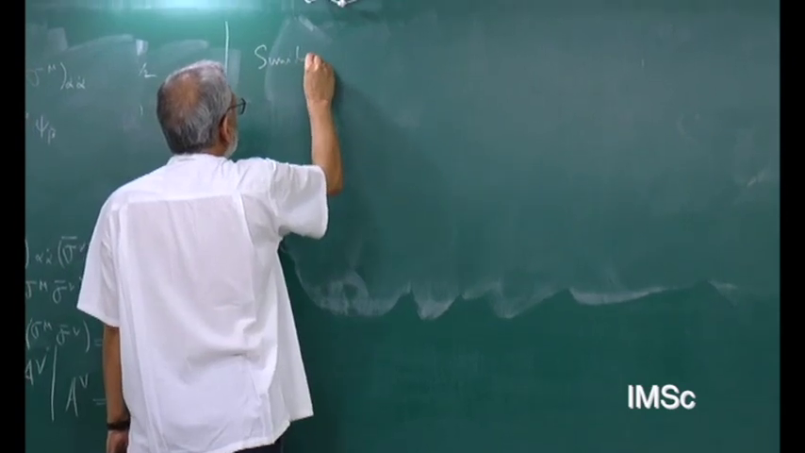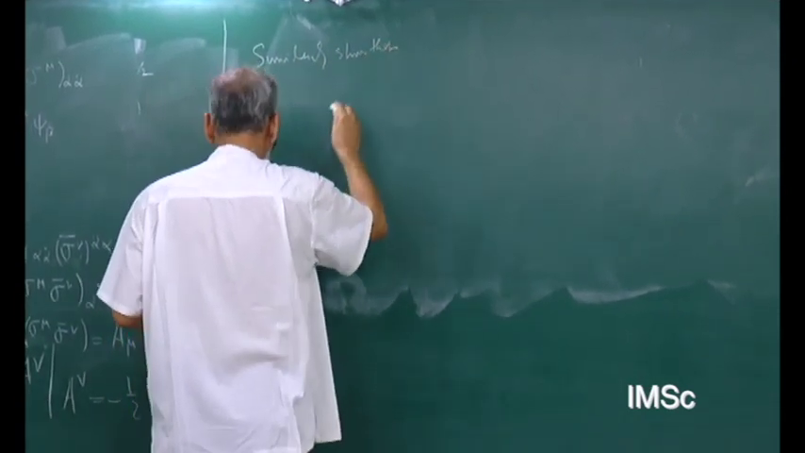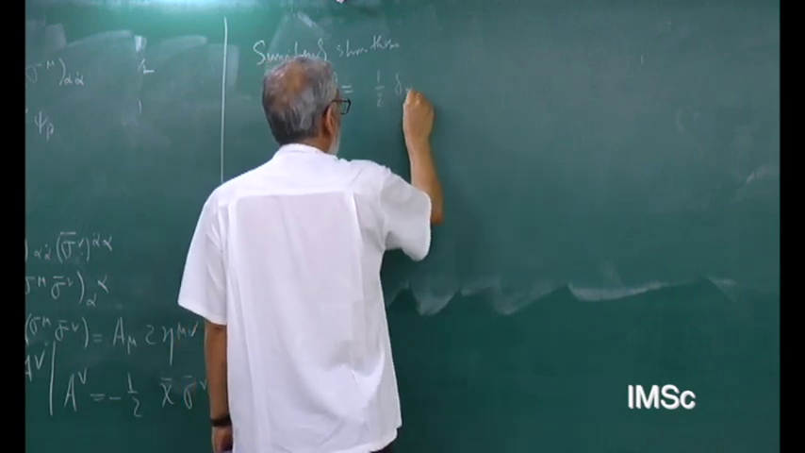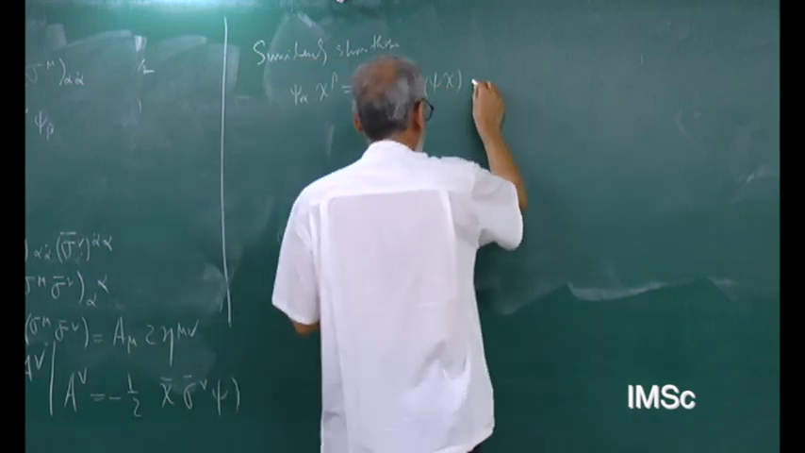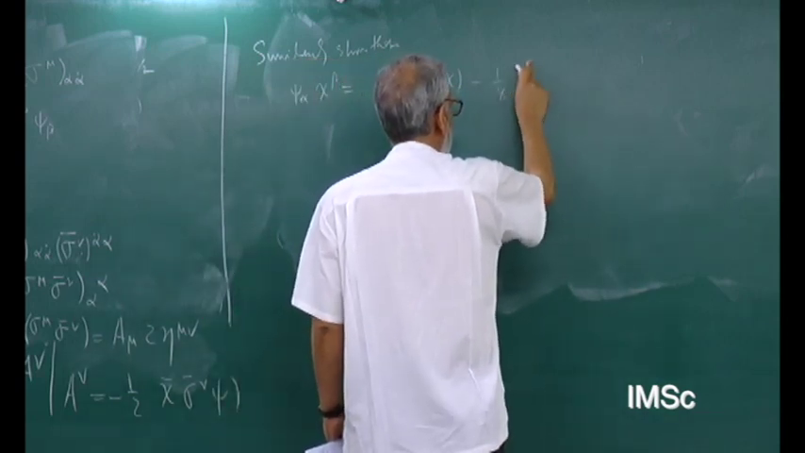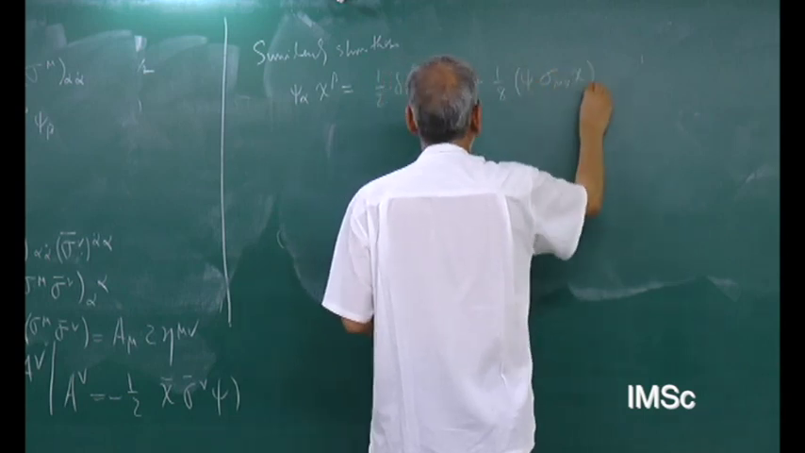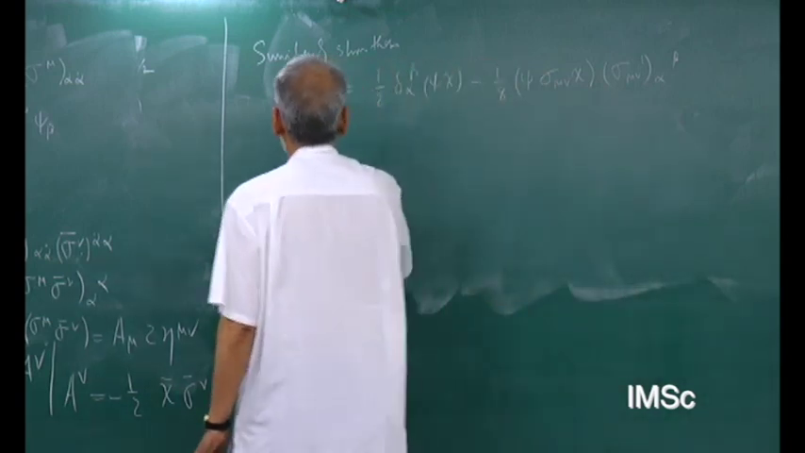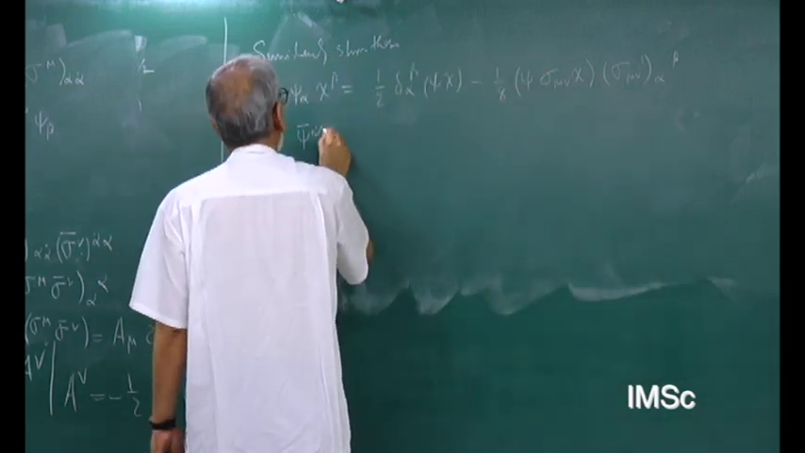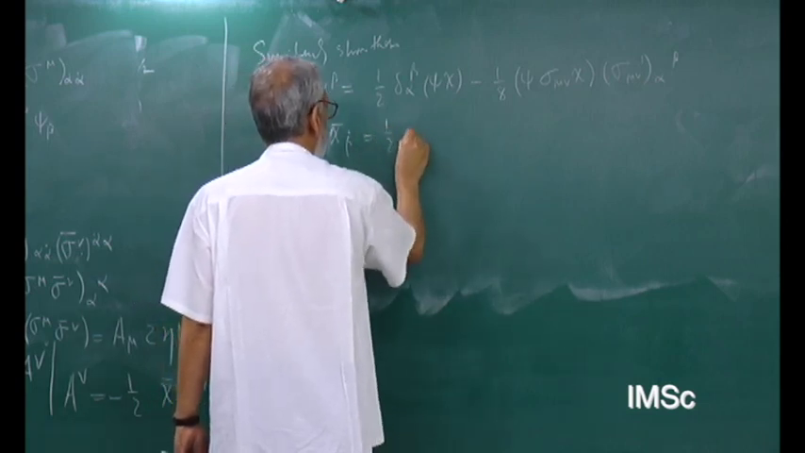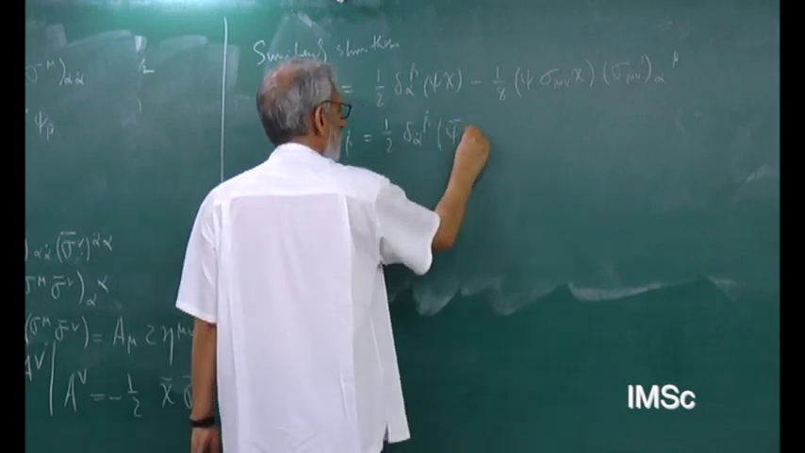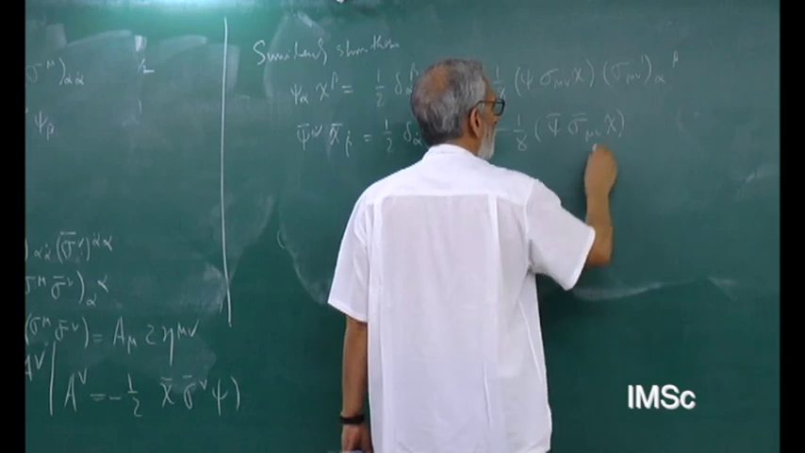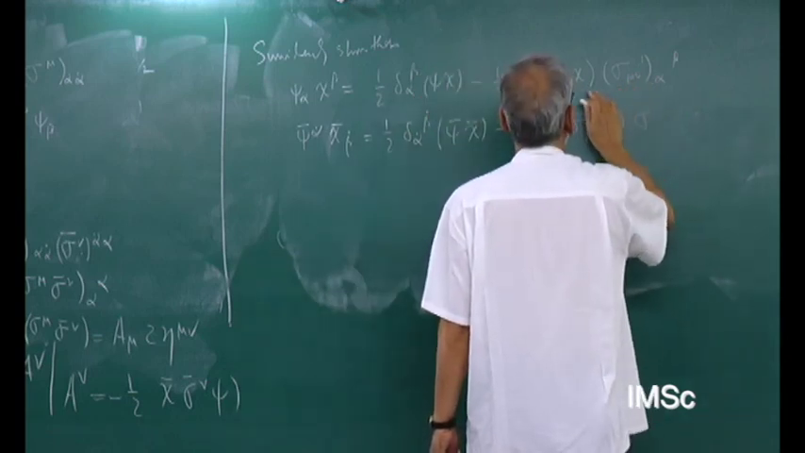Similarly, show that psi alpha chi beta is equal to 1/2 delta alpha beta psi chi minus 1/8 psi sigma mu nu chi sigma mu nu alpha beta, and psi bar alpha dot chi bar beta dot is 1/2 delta alpha beta psi bar chi bar minus half psi bar sigma mu nu chi bar sigma, 1 up and 1 down.